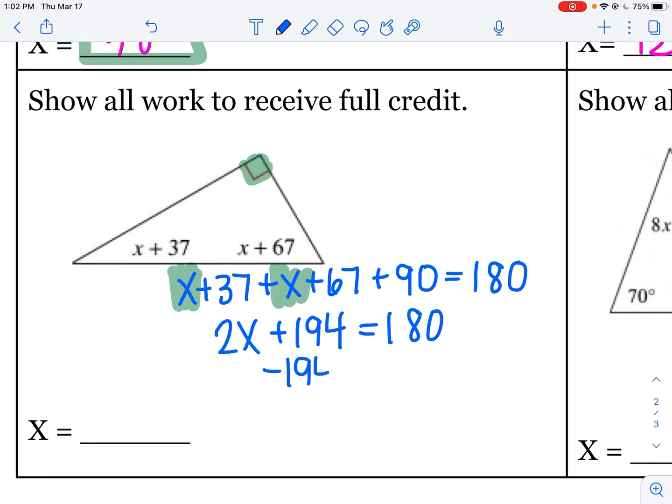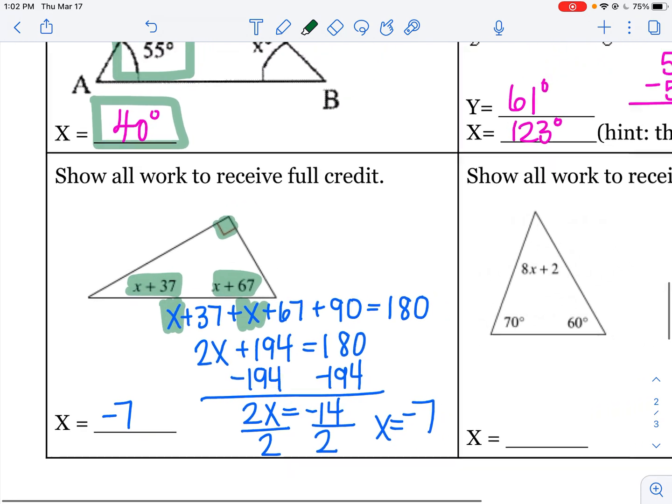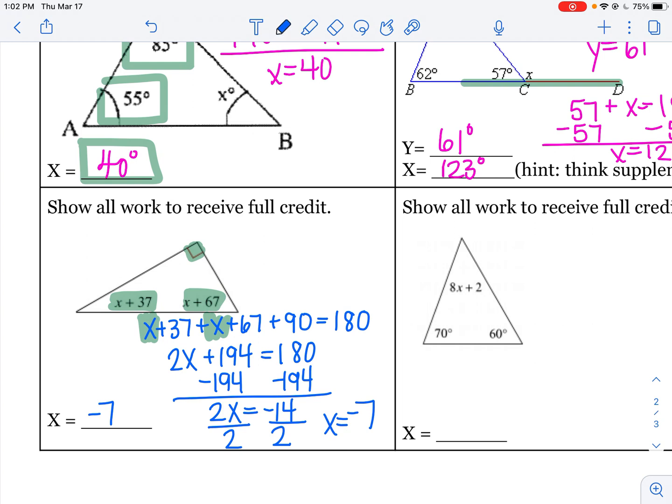So when you subtract 194, you get 2x equals negative 14. Takes one more step to solve for x by dividing, and you get x is negative 7. Remember, that negative 7 is not representing a direct measurement. You would have to put those measurements back in for your 2 expressions, but this is just asking for x. So we're not finding a degree measurement here.